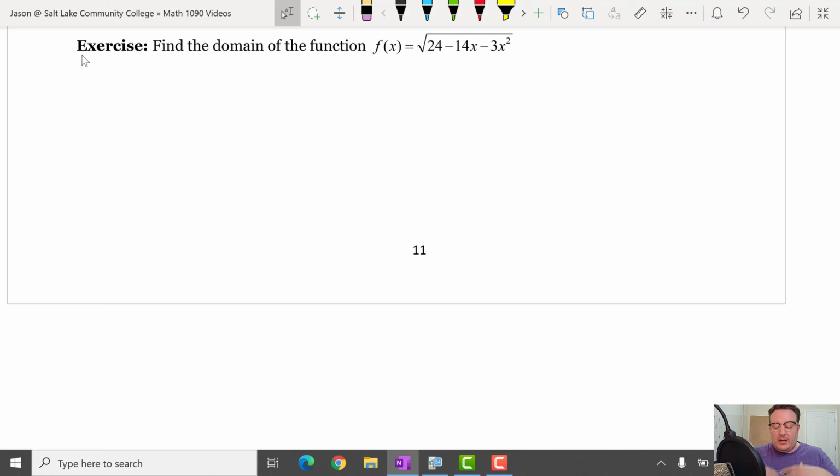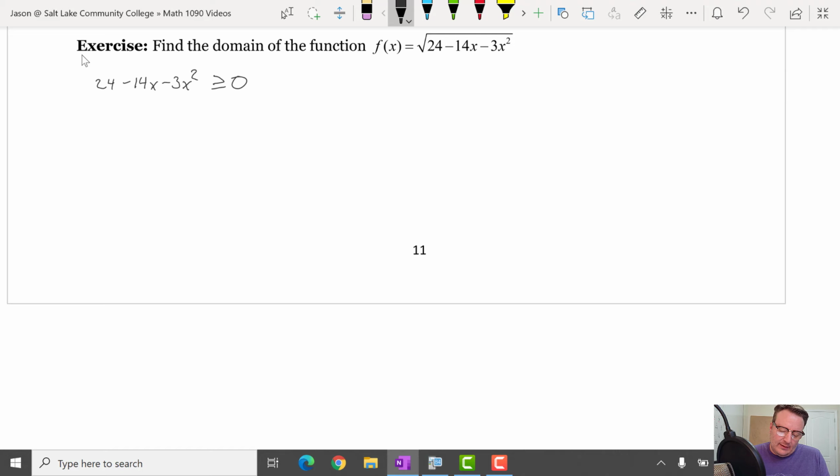So to get the domain of the composite function, what we need to do is set 24 minus 14x minus 3x squared greater than or equal to 0. The square root of 0 is just 0. That's perfectly fine. So this is the inequality we wish to solve.